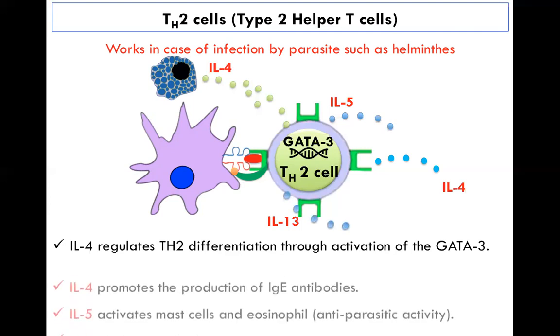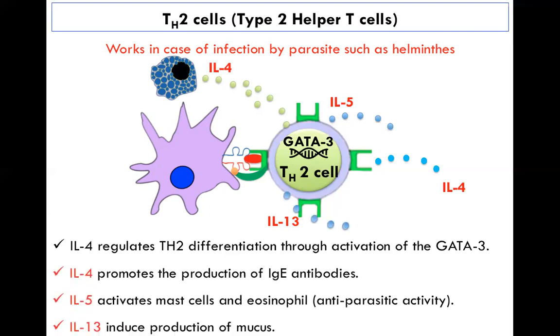If you look here, IL4 promotes the production of IgE antibodies. What is done by IL5? IL5 activates the mast cells and eosinophils. That means they perform anti-parasitic activity. And then the other one, IL13, induces the production of mucus. So these are the important functions performed by the TH2 helper T cells.